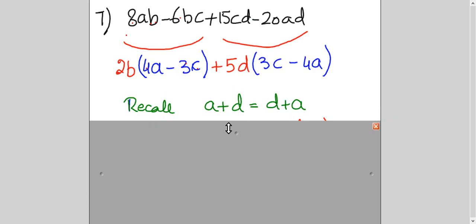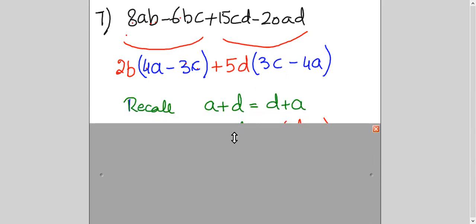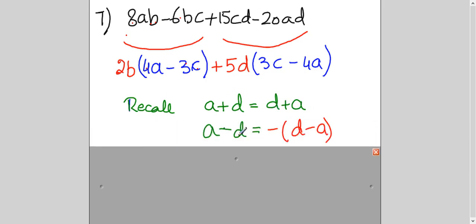Okay, now one thing is here. If you see here, this is 4a minus 3c, and this is 3c minus 4a. So I cannot take common factor as such out. I need to change the places. So this should become 4a minus 3c, or this should become 3c minus 4a. So they should be same. So now you need to recall here, if you have a plus d, you can write it as d plus a. But if you have a minus d and you want to change the places, d minus a, right? A minus d, d minus a.